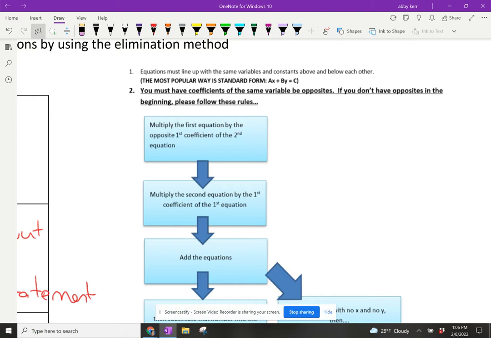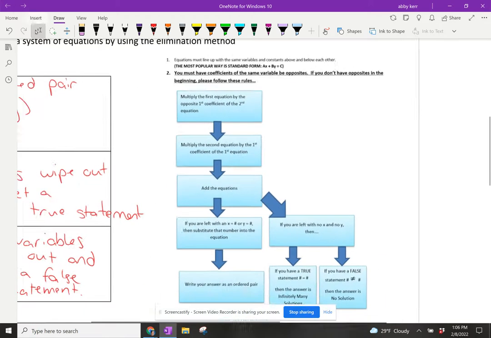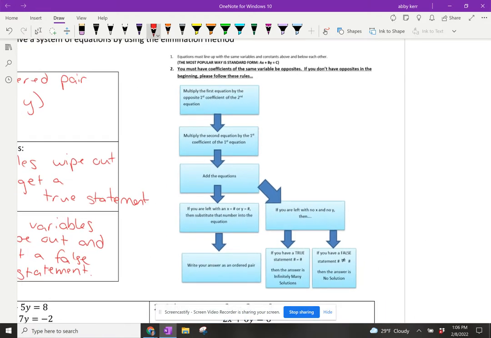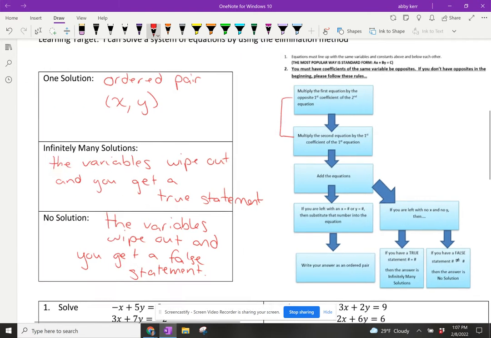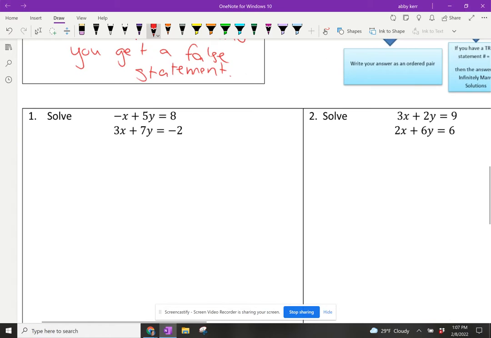The first thing you need to do is have opposite coefficients. If you don't have opposites in the beginning, then this is a flow map that works every single time. Once again, there are different ways to get opposites. If you choose to do something different with these two steps and still get opposites, that is fine. So I want you to pause at this moment and read through the flow map. Once you do, you can hit play again and follow along with example number 1.